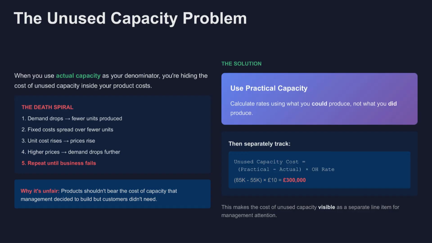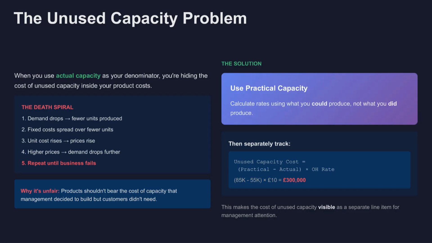As demand drops, fewer units absorb fixed costs, inflating unit costs. Managers respond by raising prices to protect margins, which drives away more customers, further reducing volume, further increasing unit costs, and so on until the business prices itself out of the market entirely.